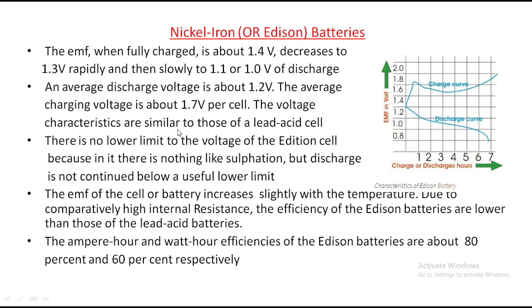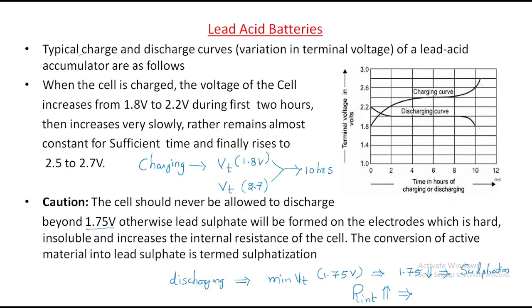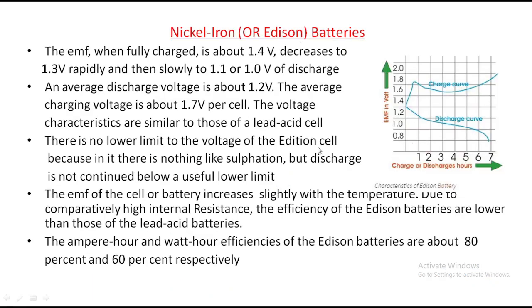The voltage characteristics are similar to the lead acid cell. If you observe this, the characteristics are similar, the only thing is it starts from 1.8 and ends at 2.7, and it starts from 2.2 and ends at 1.8, right? There is no lower limit to the voltage for the Edison cell, because there is nothing like sulfation.